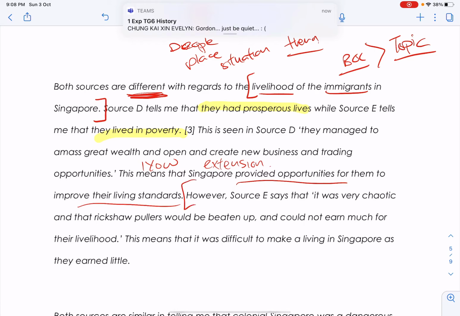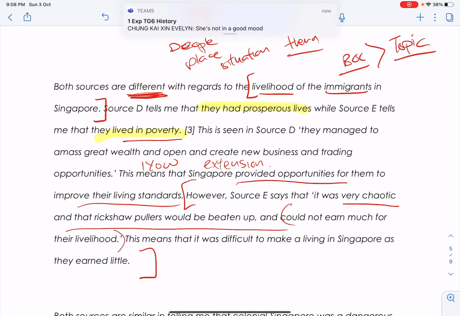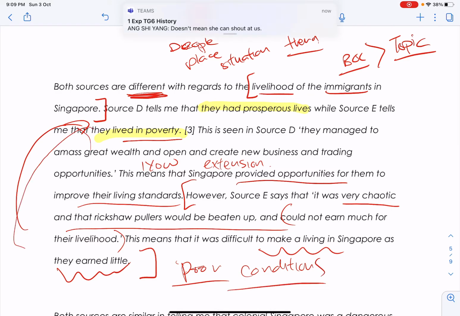Then you move on to your evidence explanation of your subsequent source, which is talking about poverty. Where do I see the poverty? It was very chaotic. The rickshaw pullers were beaten up. They will not earn much for their livelihood. So you see relevant evidence that is related to the main point that I made, which is that they lived in poverty. So this means that it was difficult for them to make a living and they earned very little, living in poor conditions. Okay, so that is why it links to the idea of poverty. So that is how you should do your difference paragraph.